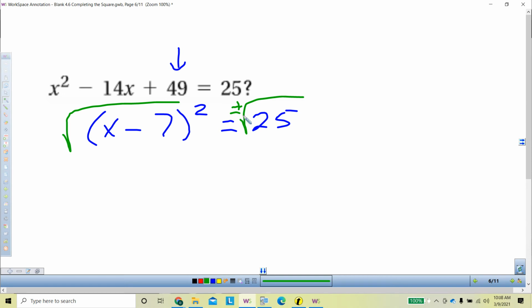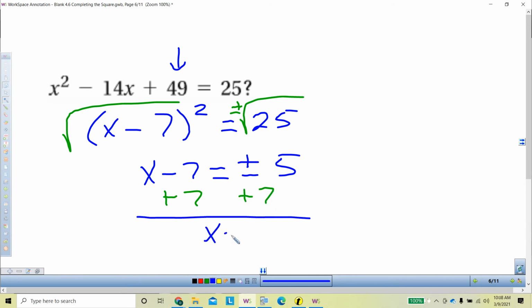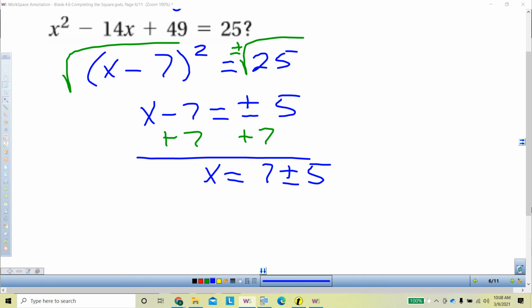So square root both sides on the left. We just have x minus 7 equals plus or minus 5. Add the 7. So it's 7 plus 5 and 7 minus 5. I'm always thinking ahead like that. I don't care if you write out the next step or not. You could just say x equals. Tell me what it equals. 12 and 2.